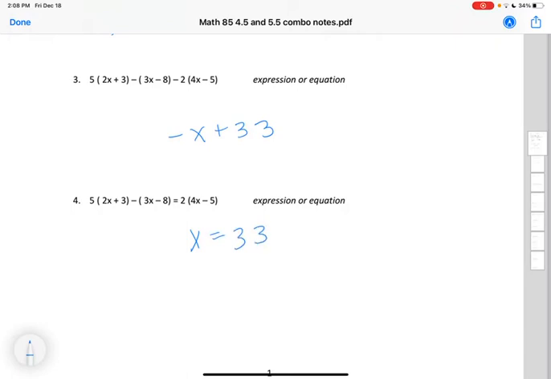Okay, so pause your screen here. Go ahead and do the work. Come back when you've got it or when you're stuck. Okay?